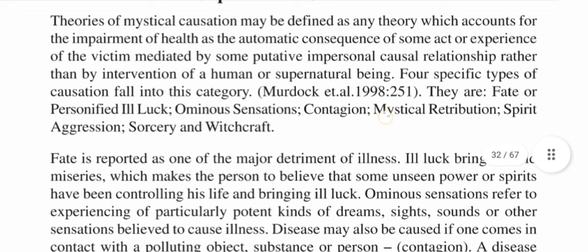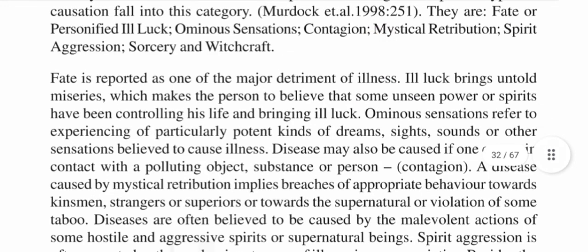Murdoch et al. 1998. They are fate or personified ill luck, ominous sensations, contagion, mystical retribution, spirit aggression, sorcery, and witchcraft. Fate is reported as one of the major determinants of illness. Ill luck brings untold miseries, which makes the person believe that some unseen power or spirit has been controlling his life and bringing ill luck.